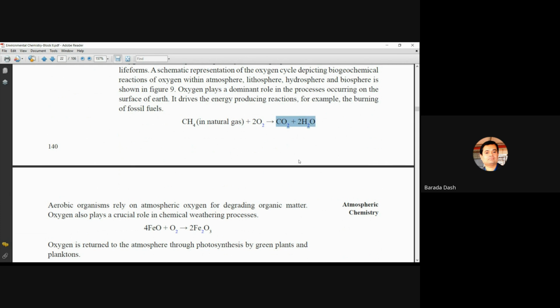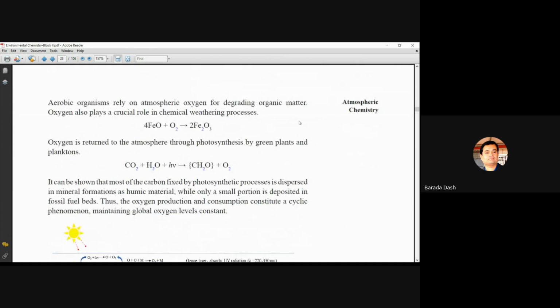Burning of fossil fuel: during burning of fossil fuel, methane in the natural gas burns in the presence of oxygen to produce carbon dioxide. Aerobic organisms rely on atmospheric oxygen for degrading organic matter. So we are inhaling it, and even small bacteria also need oxygen. All living organisms need oxygen for their survival.